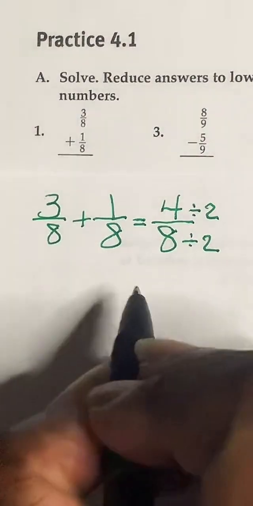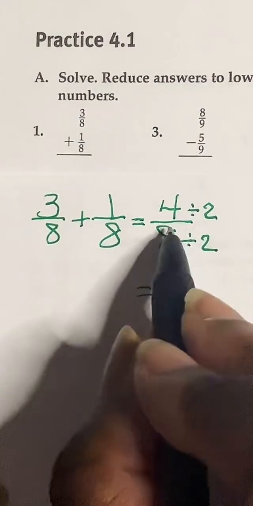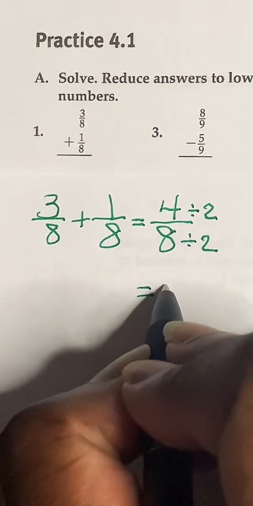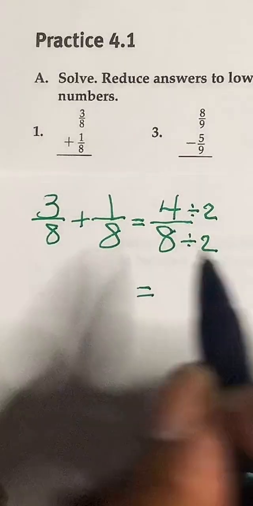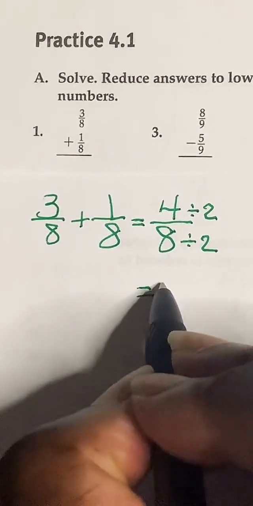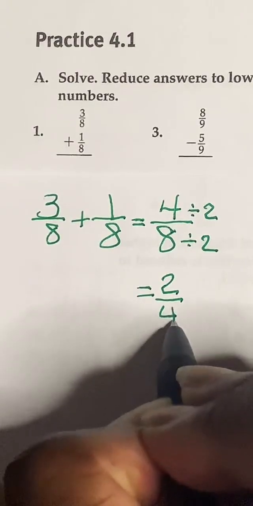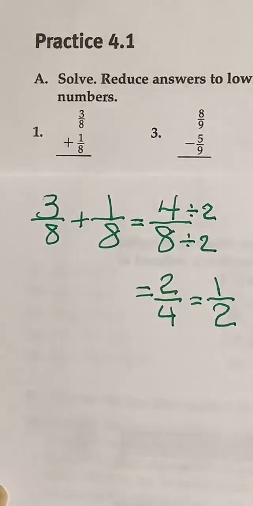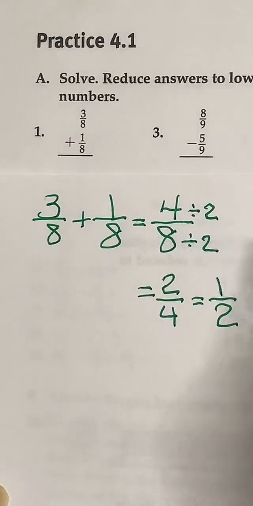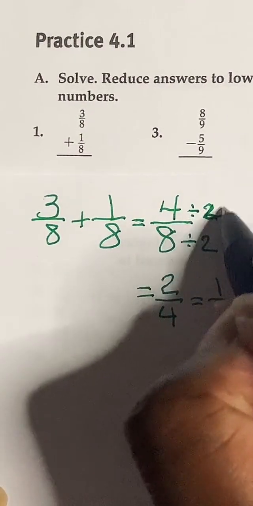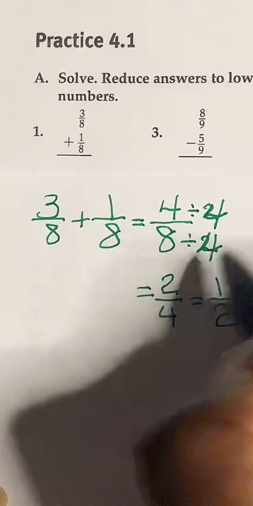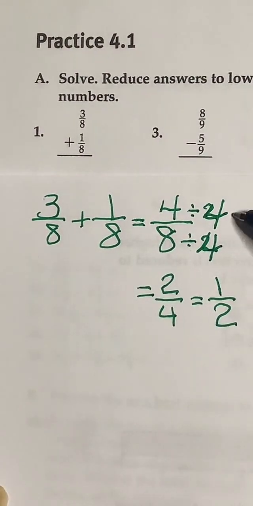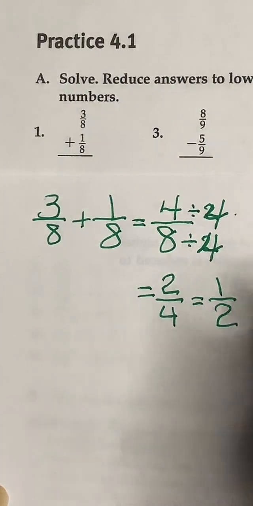Okay, we definitely got to reduce it. Yes. So 4 divided by 2 gives me 2, and 8 divided by 2 gives me 4. And that can be reduced again, right? To 1/2. So if I don't reduce it by 2, I could reduce it by 4. 4 divided by 4 gives me 1. 8 divided by 4 gives me 2.